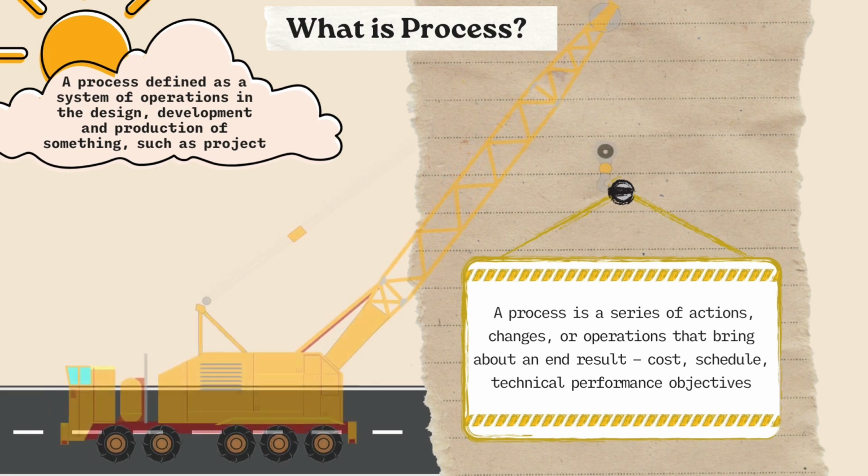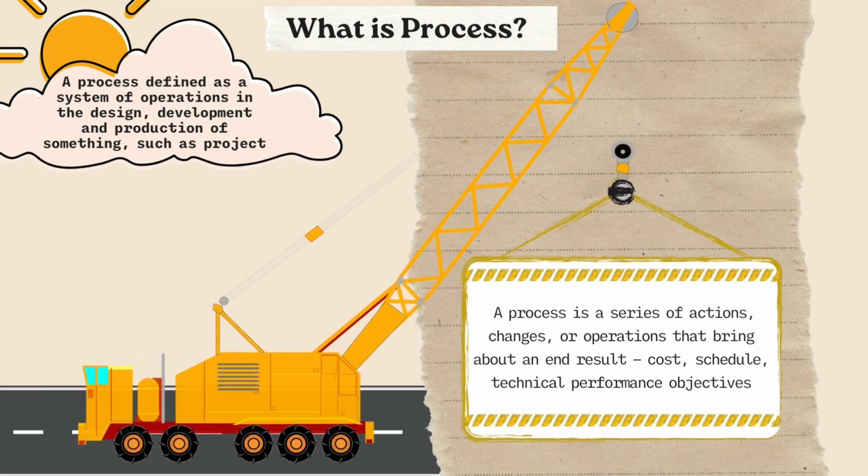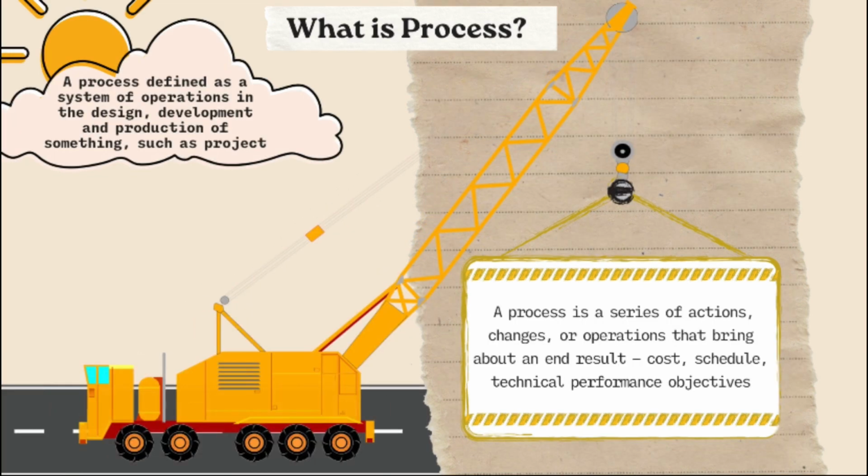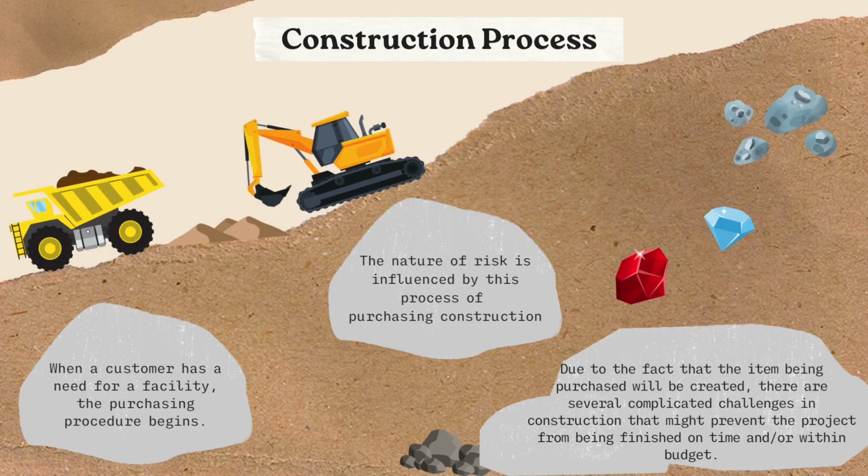A process is defined as a system of operations in the design, development and production of something, such as a project. A process is a series of actions, changes, or operations that bring about an end result like cost, schedule and technical performance objectives. When a customer has a need for a facility, the purchasing procedure begins.